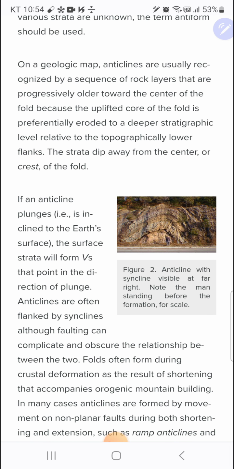If an anticline plunges, that is, is inclined to the Earth's surface, the surface strata will form Vs that point in the direction of plunge. Figure 2, anticline with syncline visible at far right. Note the man standing before the formation for scale.